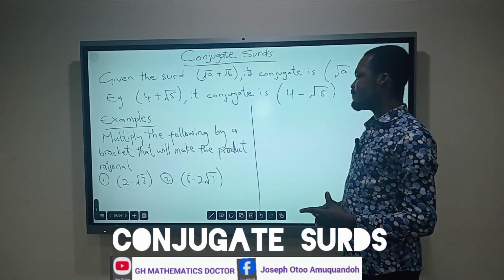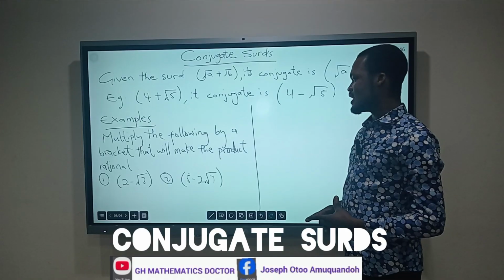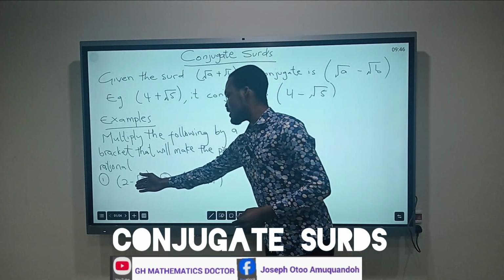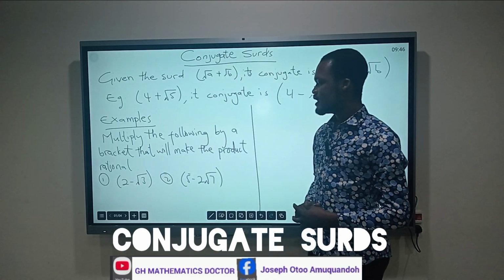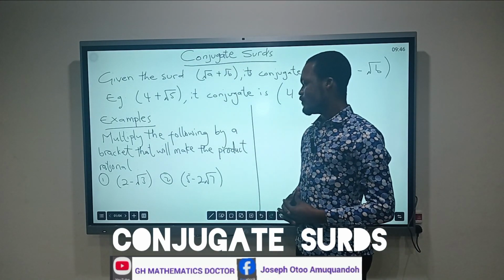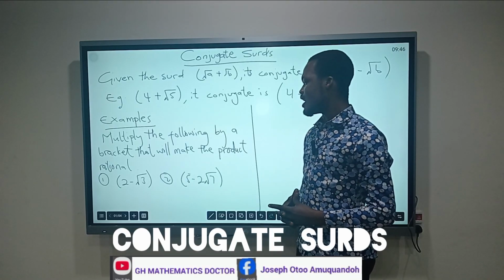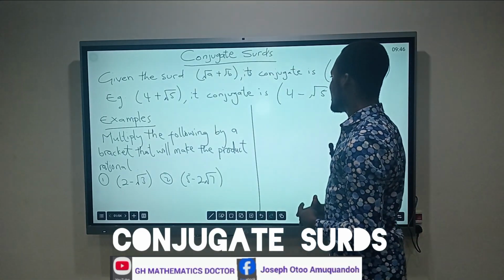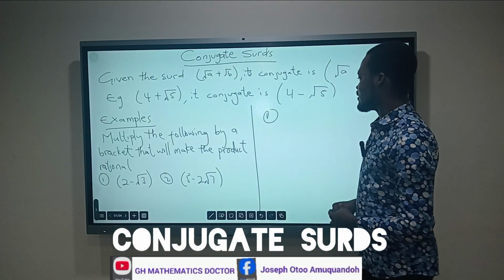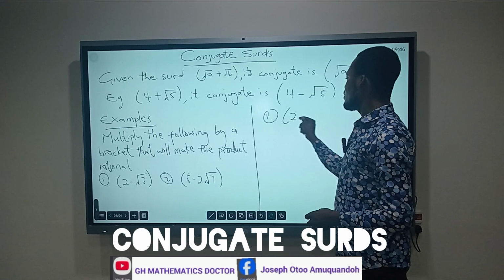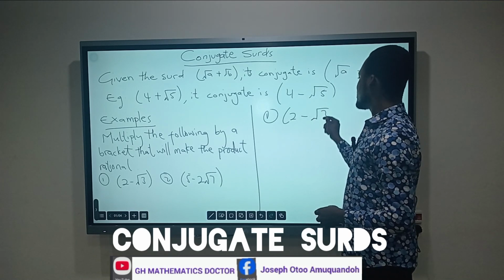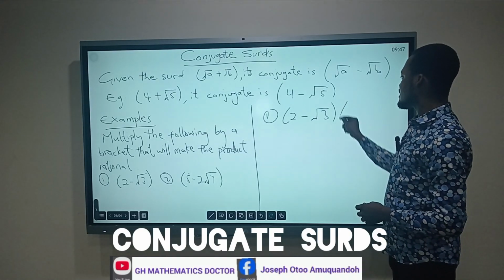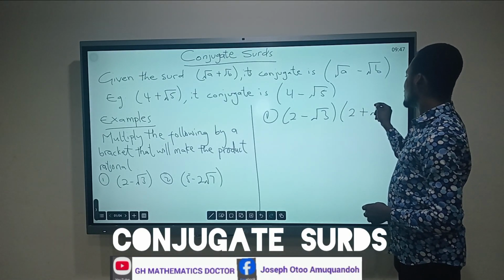Now we have this question to answer. They say we should multiply the following by a bracket to make the product rational. Initially, the product of this particular set always gives you an irrational answer. If you want to make it rational, you have to multiply by its conjugate, and the result will give you a rational. For the first bracket, we have 2 minus root 3. Then we multiply by its conjugate, so we have 2 plus root 3.